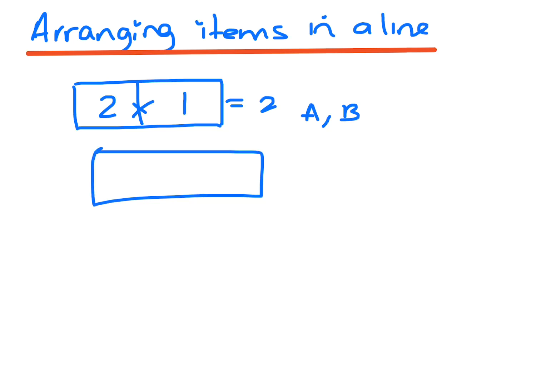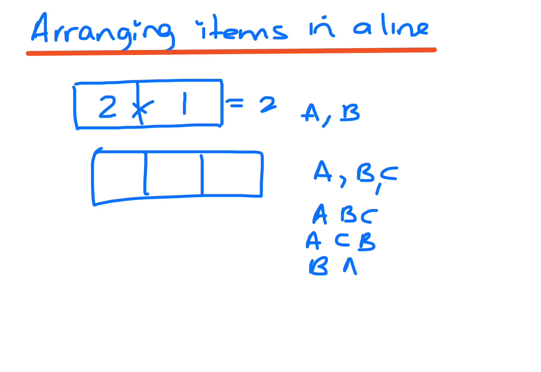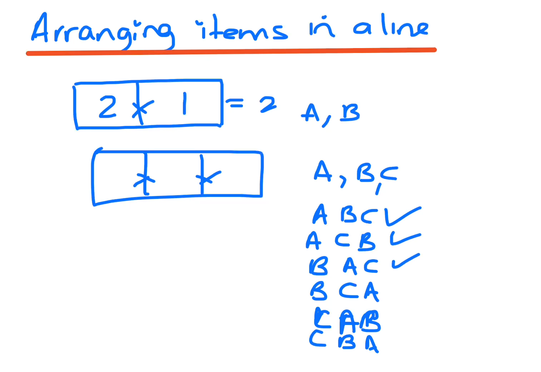So let's just say I have 3 items, A, B, C. We could sit and write out all the possibilities. So you could have A with BC, A with CB, B with AC, B with CA, and C with AB, and C with BA. Now, if you wanted to get the number of choices, there's 1, 2, 3, 4, 5, 6.